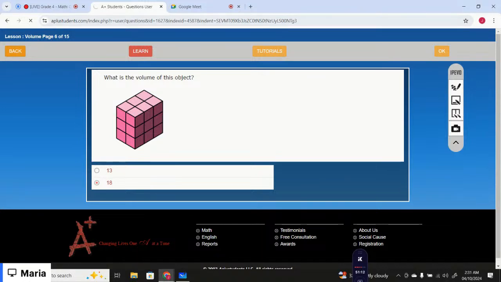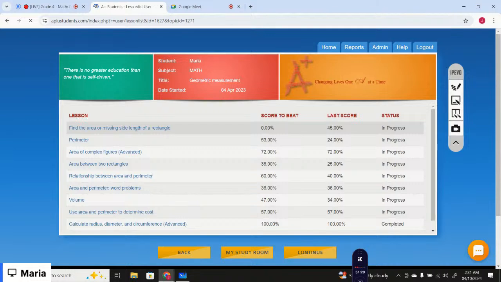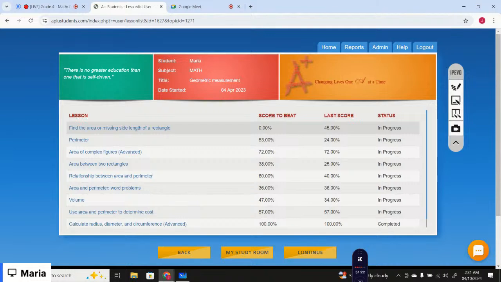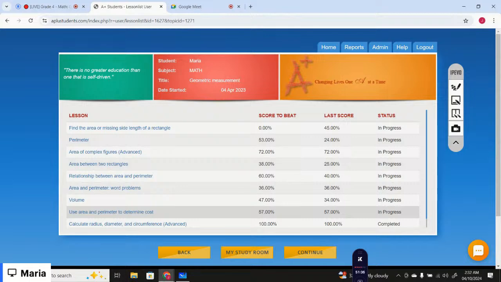Okay, you can complete the lesson by yourself later today. Let me just move on to the next lesson. The next one is use area and perimeter to determine cost. Let's just start with the next lesson. It's okay if you are slow.